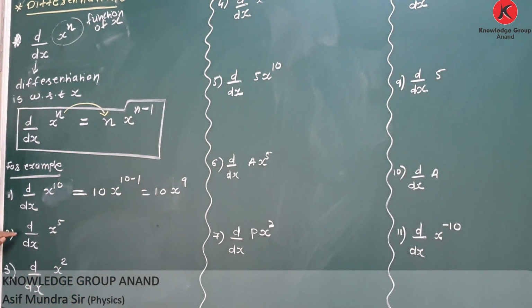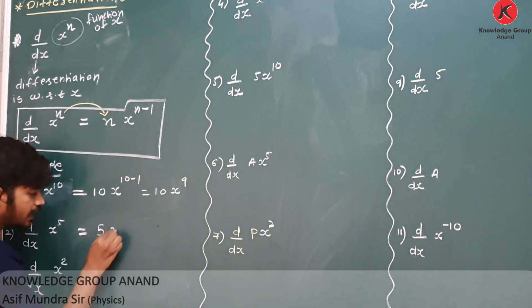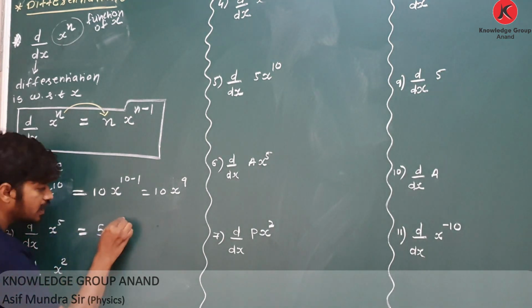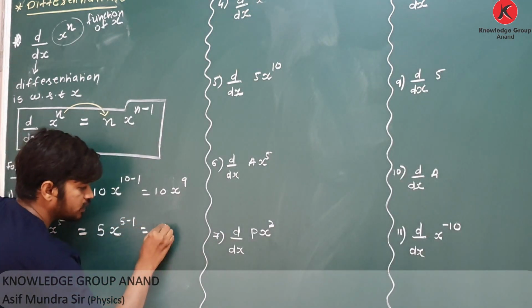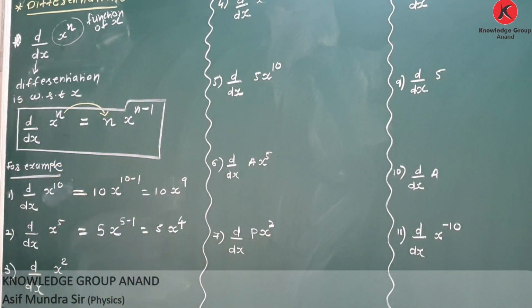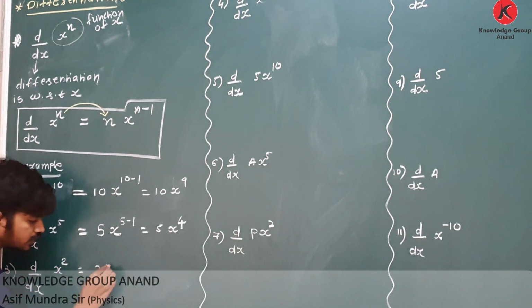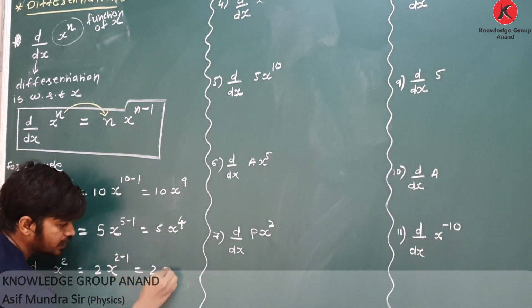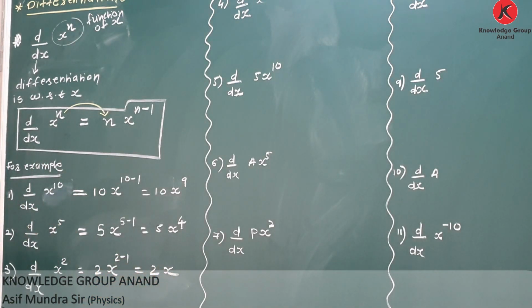See another example. d upon dx of x raised to 5. Differentiation is with respect to x. The function is x raised to 5. This power 5 becomes the coefficient, and you decrease one power, 5 minus 1, so it is 5 x raised to 4. Clear? Next example, d upon dx of x square: 2 is the coefficient, x raised to 2 minus 1, so it is 2 into x. Clear? See, it is easy.